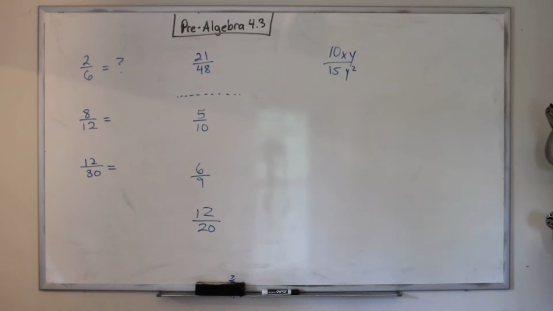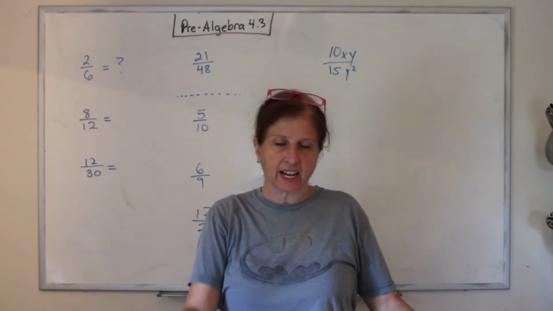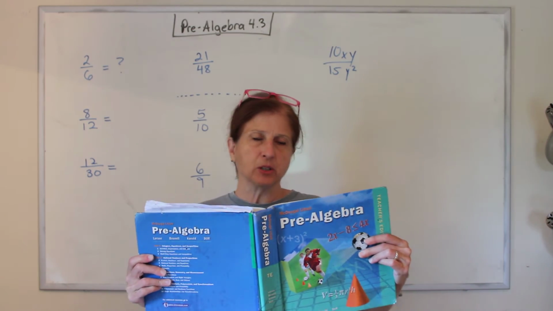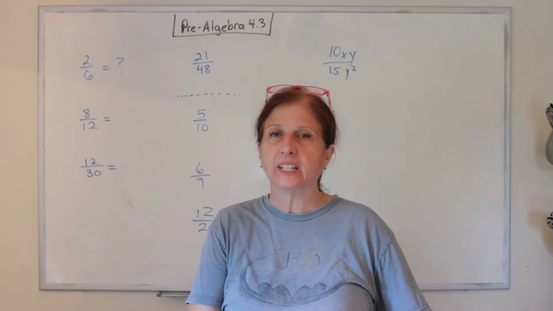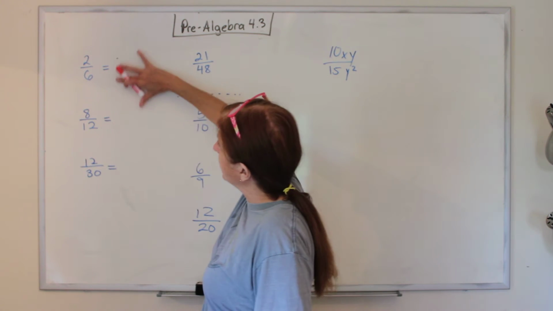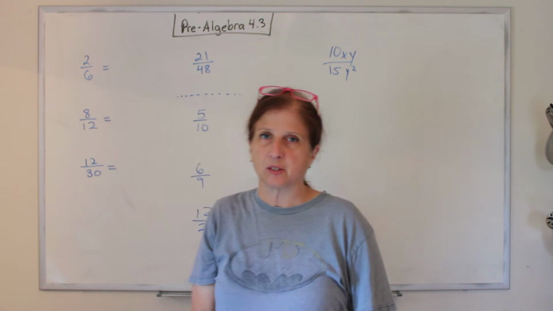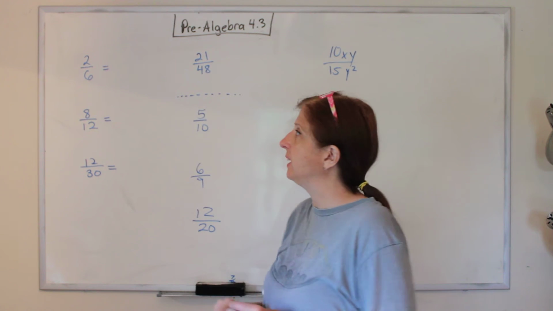Welcome back to Pre-Algebra Chapter 4, Section 3 in this book, and we're going to talk about equivalent fractions. So, you've probably done this since you were young, because you've been doing fractions probably since about, I don't know, maybe 5th grade.